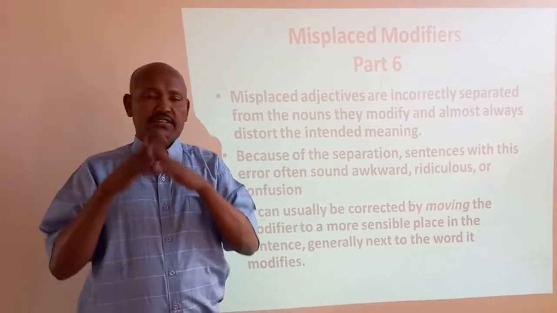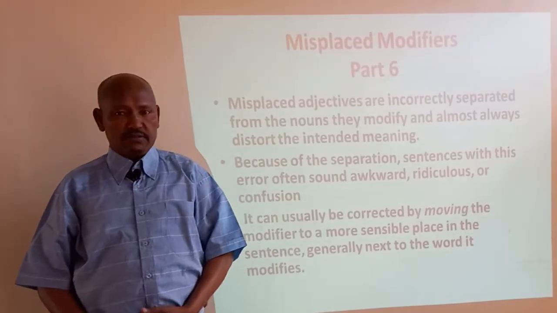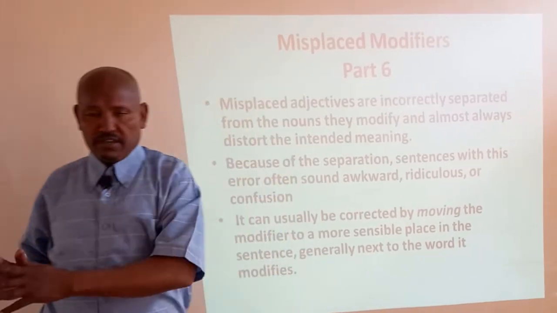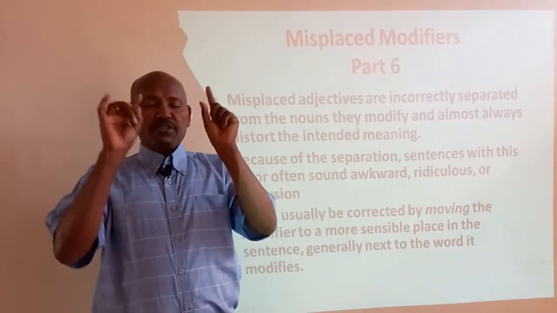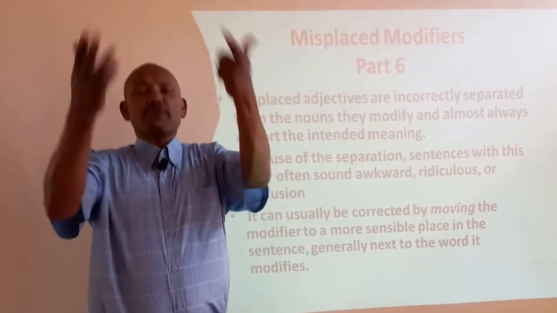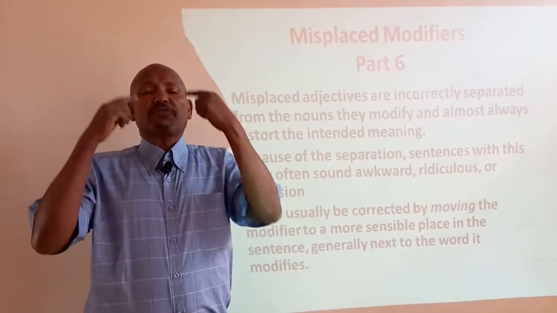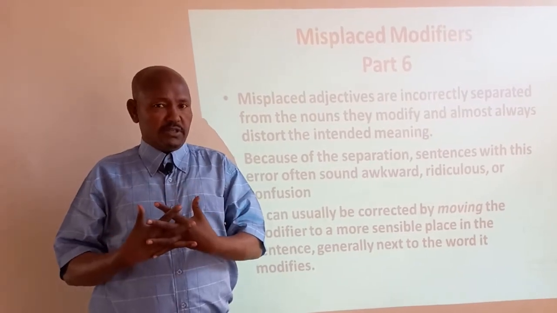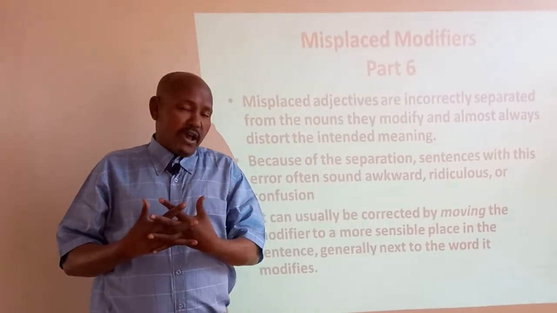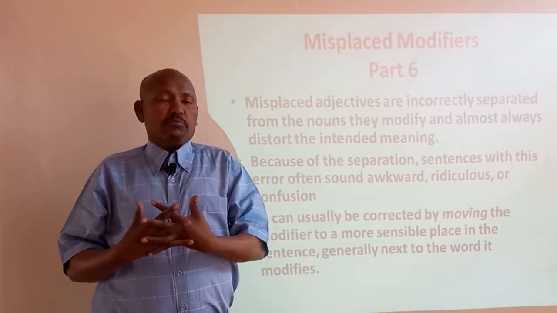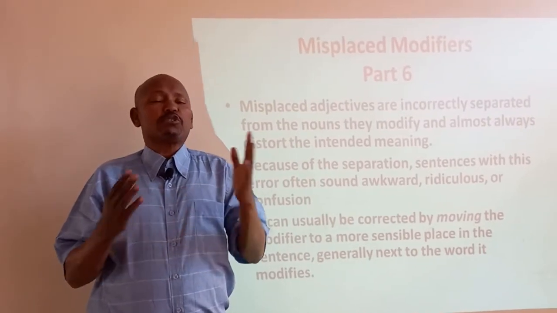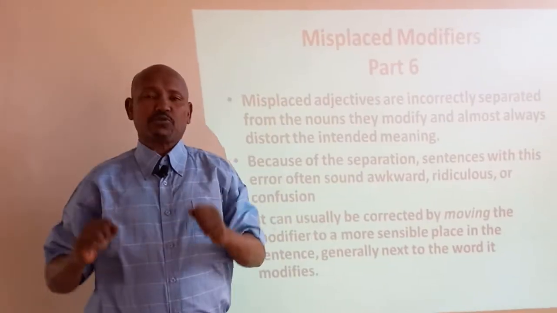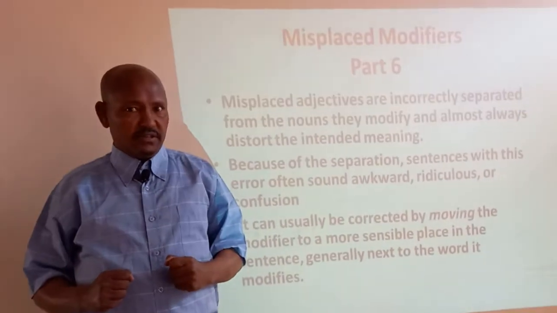So we can say that a misplaced modifier is a modifier which doesn't modify, which doesn't describe or say something about the word or the phrases it modifies. Or the modifier and the word which it wants to modify are placed in separate places. So that's called a misplaced modifier.